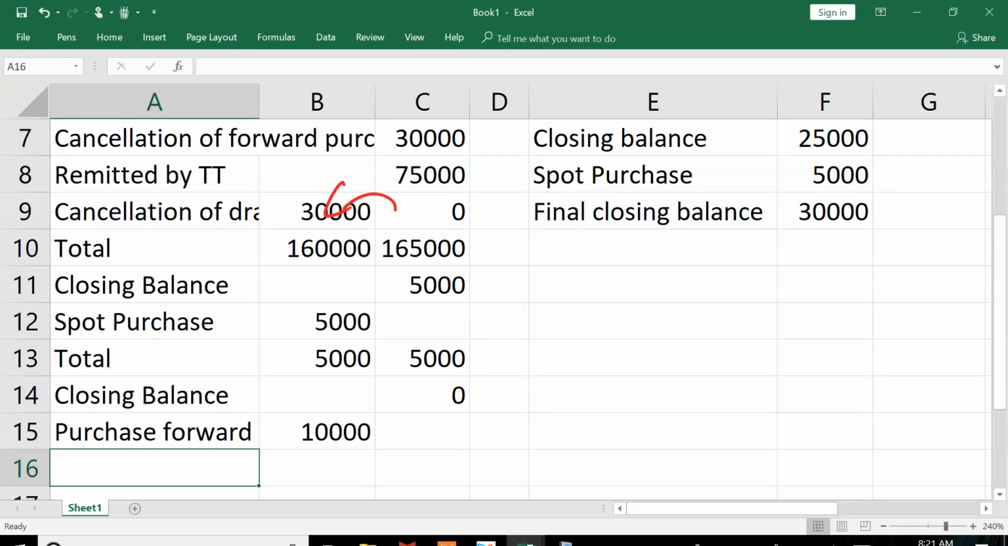Okay, now write a few points. Point number 1: the company had a closing cash balance of 25,000 Swiss franc, and an exchange oversold position of 5,000 Swiss franc.